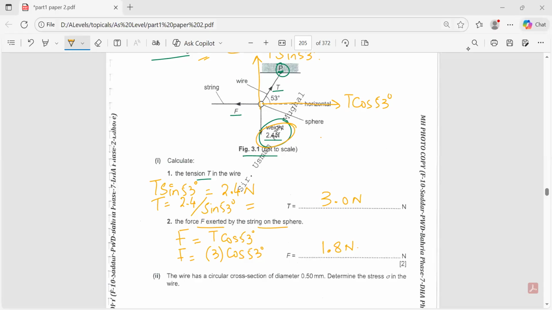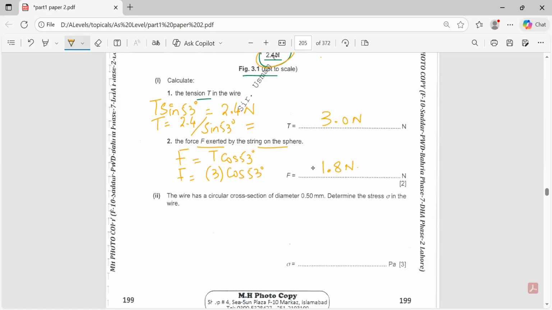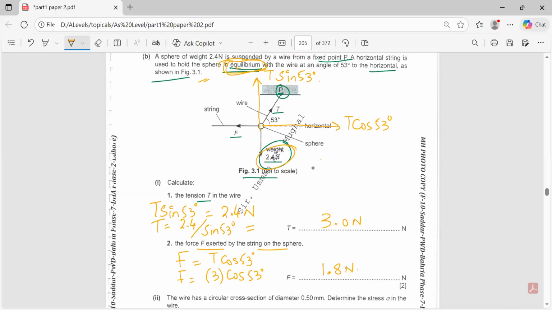All right, so we were discussing this question of forces. We just ended up with this part in which you have to find out the force F and you need to find out the tension, right? So both of them are done.